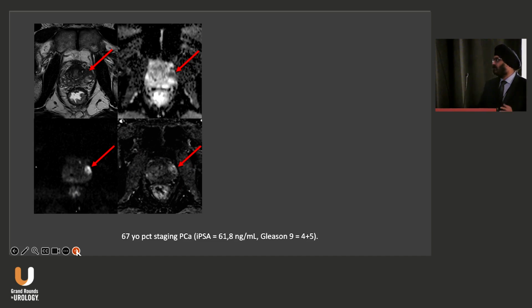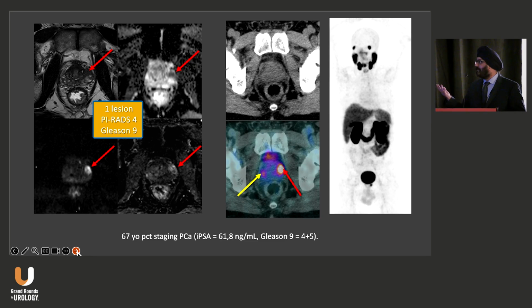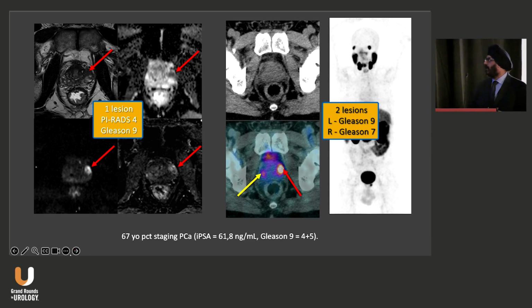Again, this is the MRI of a patient with very high PSA, Gleason 4+5. On the PSMA PET, a second lesion was discovered that was also present. So it was not unilateral disease; it was bilateral disease.